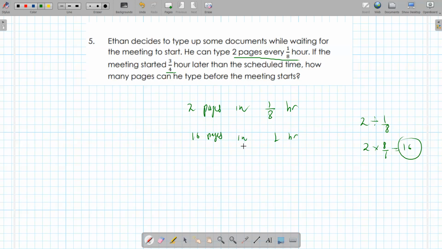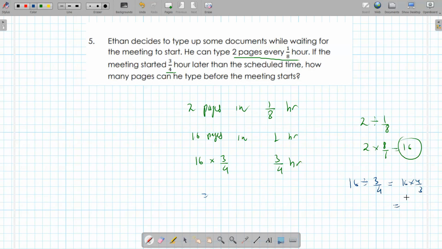So how many pages in 3/4 of an hour? It's going to be 16 times or divide 3 over 4. Divide? No, times. Why times and not divide? Again, think about it. If you multiply, this number ends up being less than 16, because the fraction is less than 1. But on the other hand, if we divided it, we'd get a bigger number, 16 times 4 over 3.